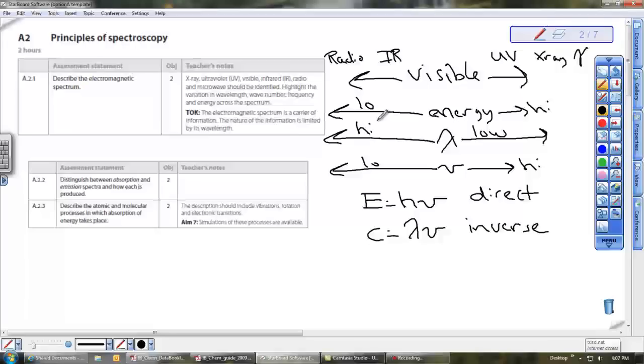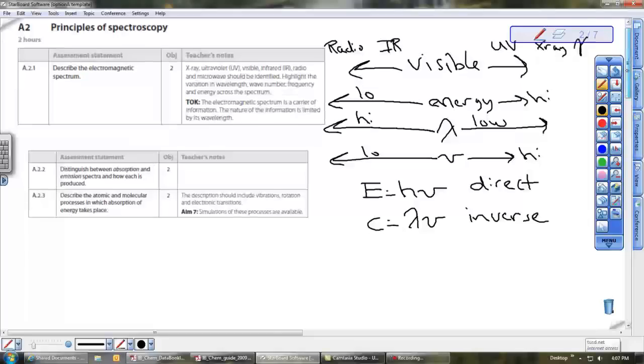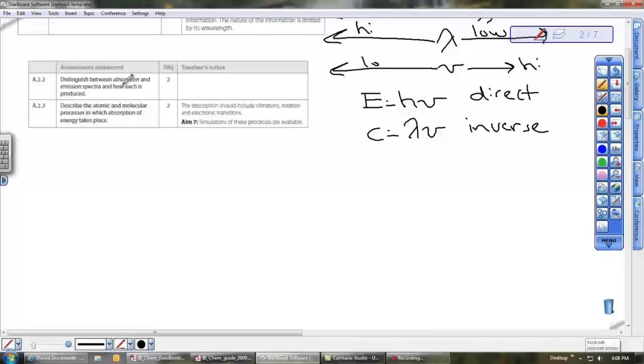Hopefully you guys remembered all that stuff. So you just need to be able to understand the parts of the electromagnetic spectrum. They'll ask you questions about types of light, so just make sure you understand that. This point down here is referring to absorption and emission. The word says it all. The word absorption basically means how much energy is absorbed, and emission is how much is released.